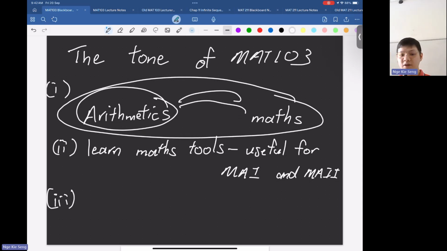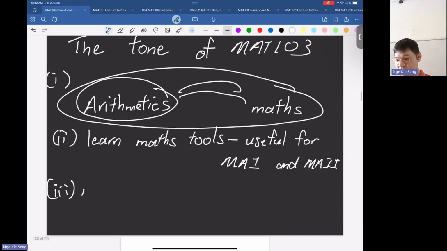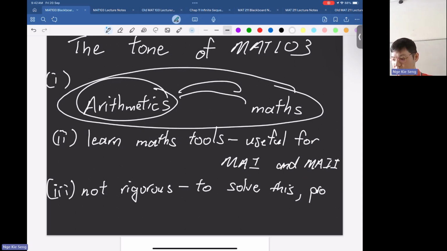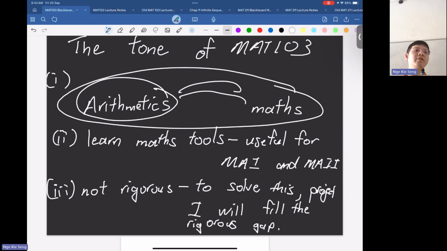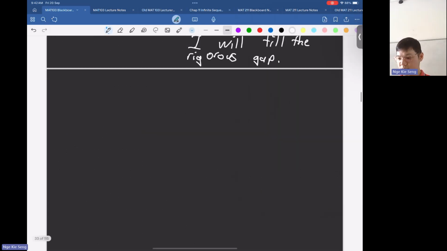Having said that, we don't have much time to do rigorous stuff. So this course is actually not rigorous, but I offer a solution to it. To solve this, I designed this course to have two projects. Project 1 will be the one that fills the rigorous gap. I will talk a bit about what you can do in project 1. You can start thinking now. You don't need to do it first, but you can start to think about ideas for what you can do in project 1.